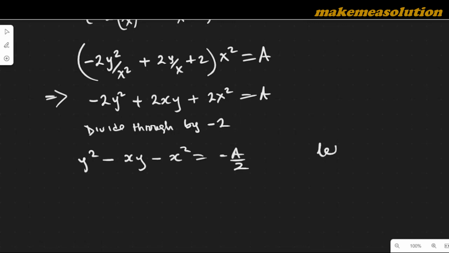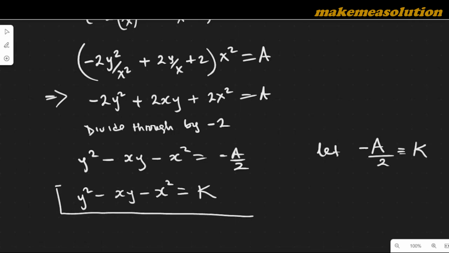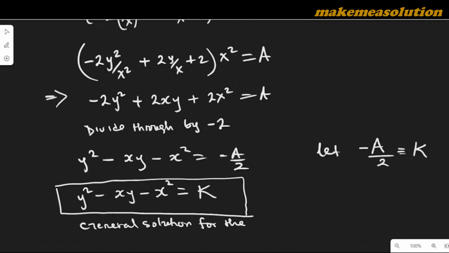So you will now have y squared minus xy minus x squared is equal to negative a over 2. So let minus a over 2 be equal to something like k. So at the end of the day, you have y squared minus xy minus x squared is equal to k. So this is the solution, not just the solution, general solution for the homogeneous differential equation.